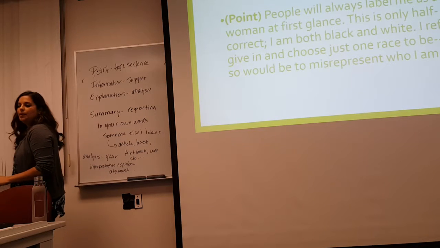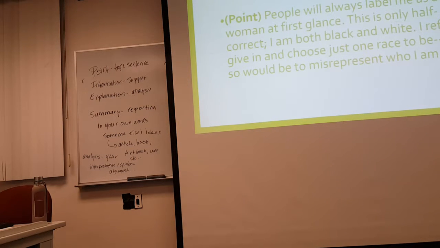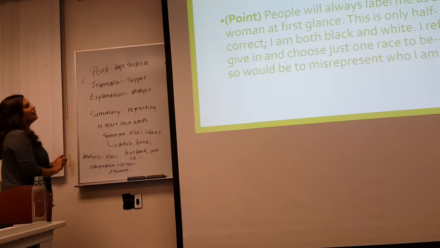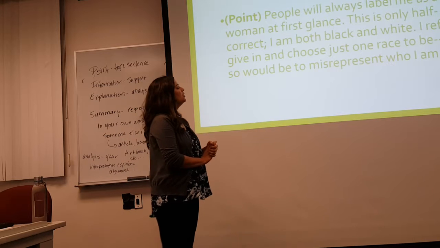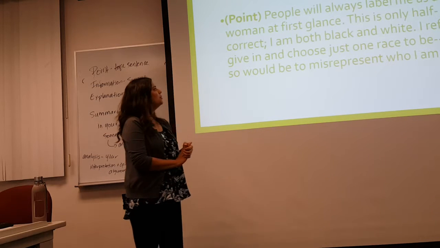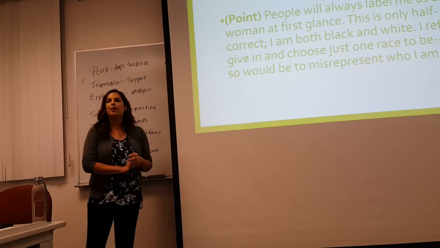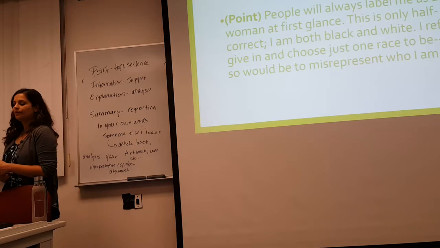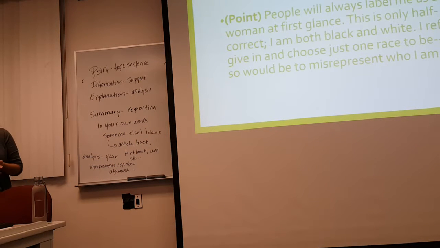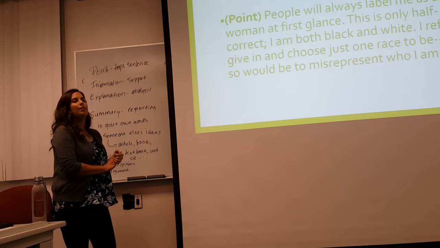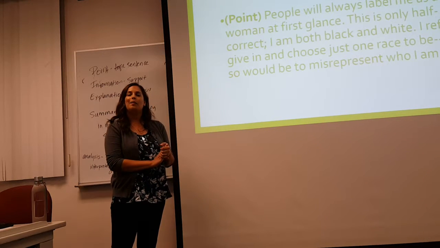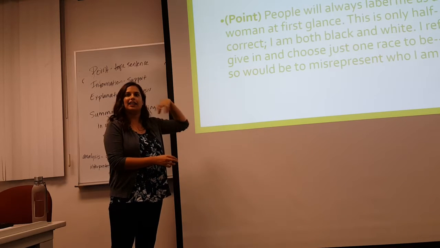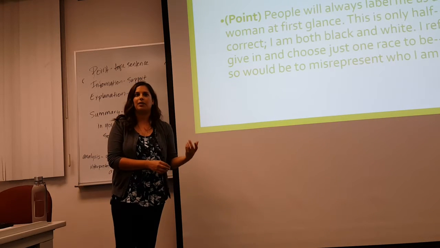So this first example, here's the point. People will always label me as a black woman at first glance. This is only half correct. I am both black and white. I refuse to give in and choose just one race to be. To do so would be to misrepresent who I am. So how can I tell that this is the main point of the paragraph? What about this is a claim that she's making that then she has to support?